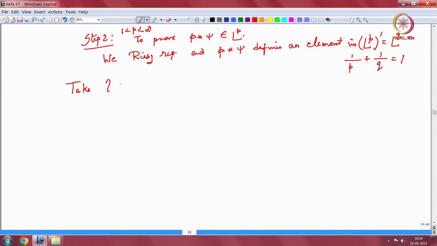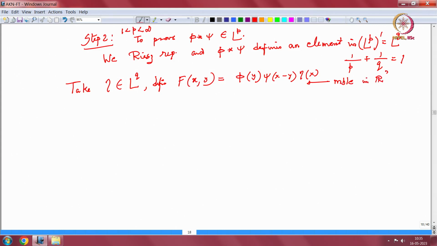So, you take theta in L^q and define f of x, y equal to phi of y psi of x minus y. You can take x minus y over here, accordingly you have to take the integrations properly, theta x. Again this is measurable, no problem, measurable in R^2, and we compute the same thing.